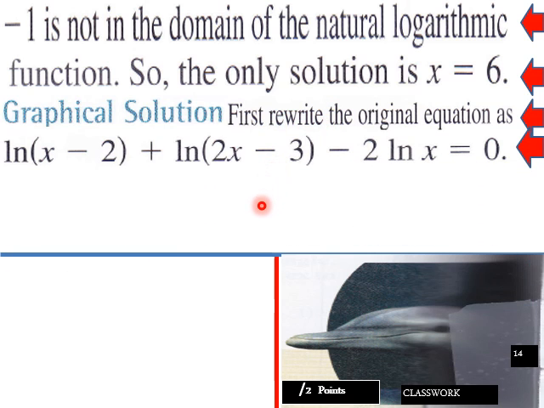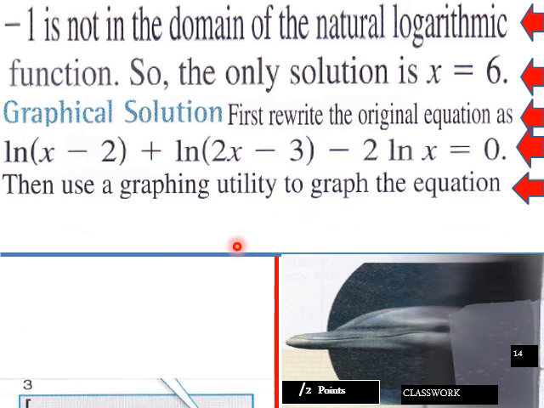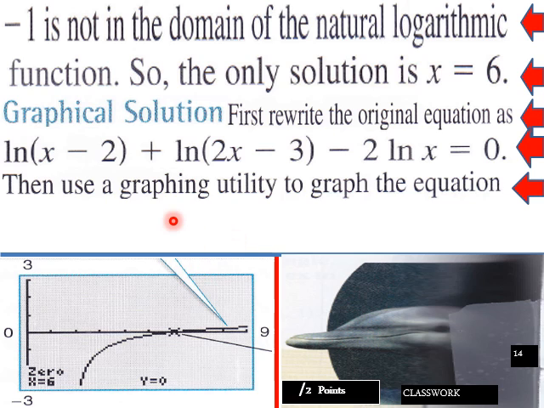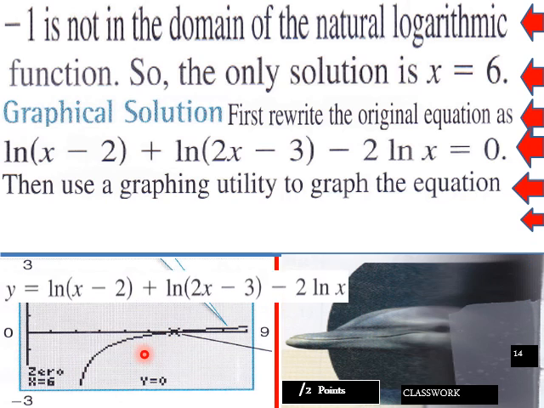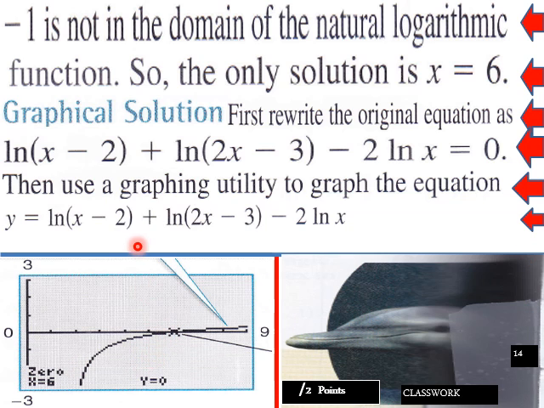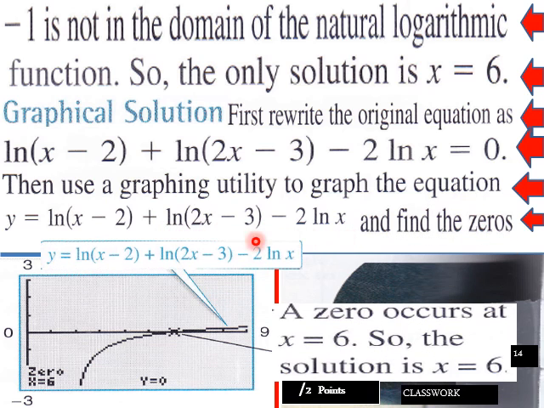So to graph that, we come up with this here. Excuse me. x equals 6 here. So y equals this quantity here, and find the zeros, and then we came up with x equals 6. That is the solution to that.